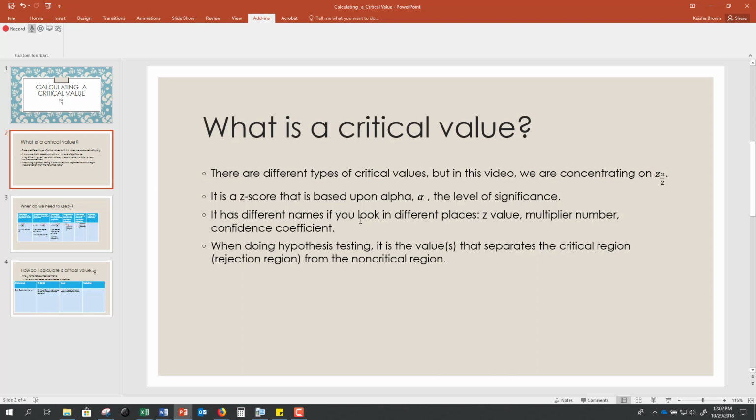This critical value has different names depending upon where you look. Some places call it a z value, some places call it a multiplier number, some places call it a confidence coefficient. When doing hypothesis testing, this is the value or values that separate the critical regions, the regions that identify where weird, strange, unusual things happen.